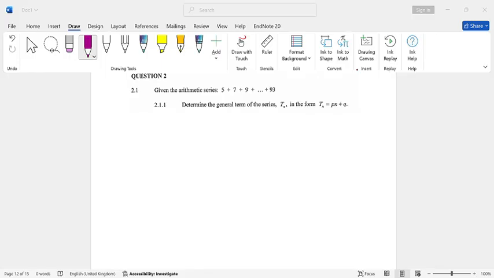So the next question we have, 2.1, given the arithmetic series 5 plus 7 plus 9 plus up to 93. The first question is to determine the general term of the series Tn in the form Tn equals Pn plus Q. This is the formula, Tn equals Pn plus Q.